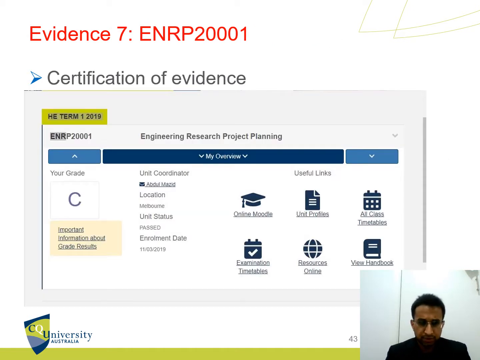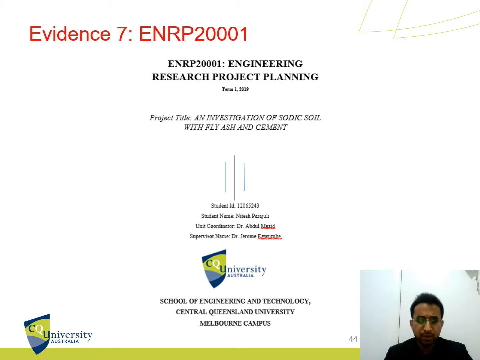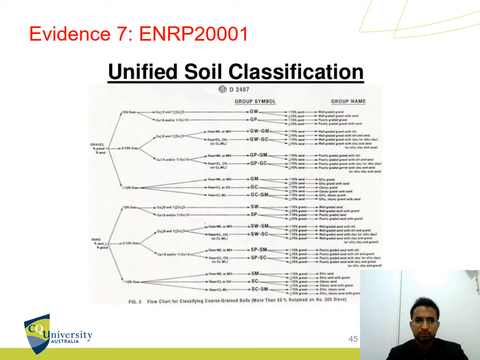This is my seventh evidence, where I obtained a grade for Engineering Research Project Planning. This is the first page of my report, where I submitted the report for planning. This is a figure of the unified soil classification, where I am going to classify the soil.